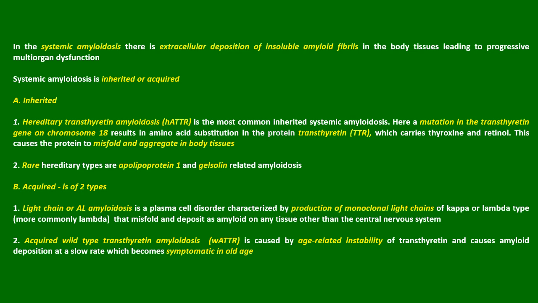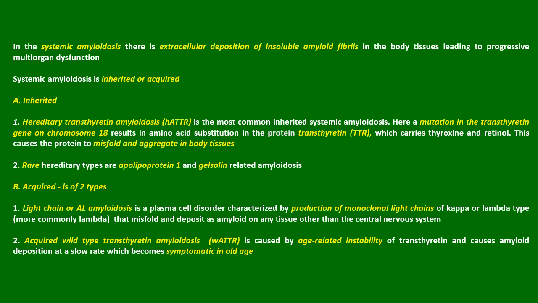Inherited is of the following types. Hereditary transthyretin amyloidosis is the most common inherited systemic amyloidosis. Here, a mutation in the transthyretin gene on chromosome 18 results in amino acid substitution in the protein transthyretin, which carries thyroxine and retinol. This causes the protein to misfold and aggregate in body tissues. Rare hereditary types are apolipoprotein A1 and gelsolin-related amyloidosis.